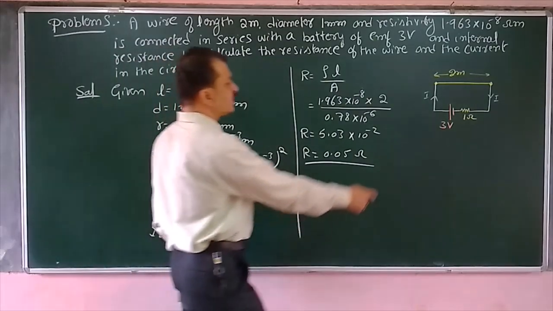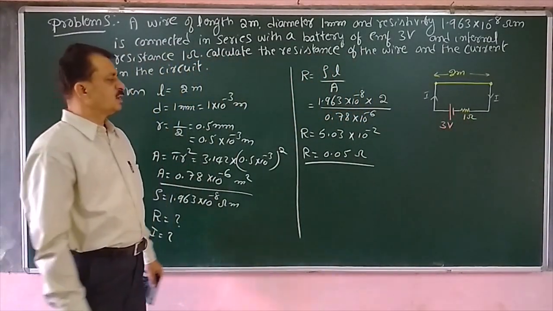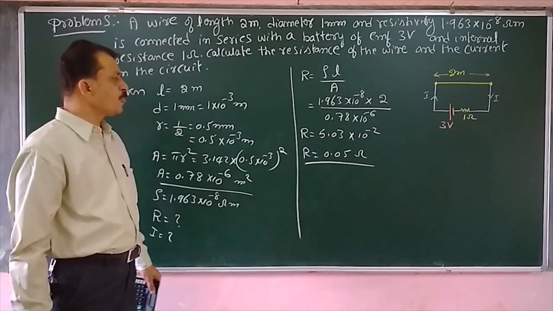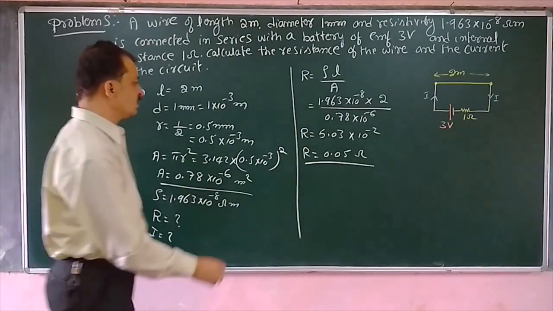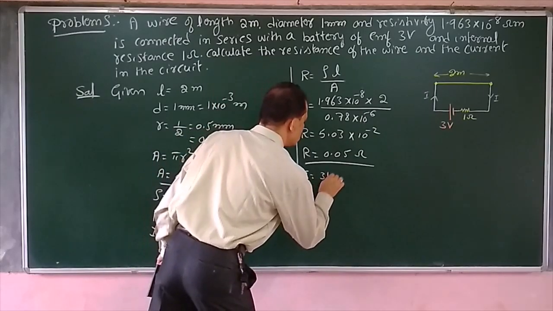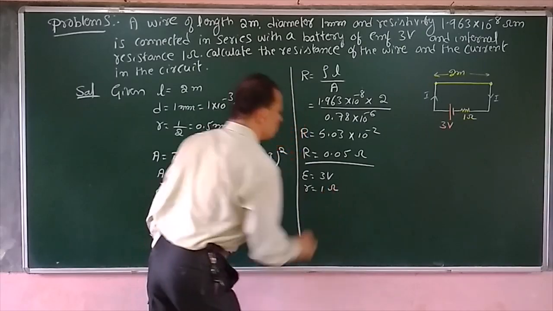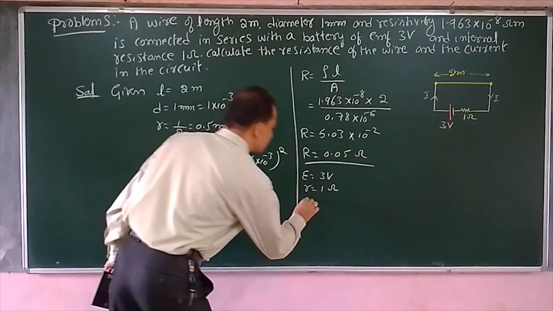Now when a battery of 3 volts and an internal resistance of 1 ohm is connected, then what is the current flowing through the circuit, that we are going to calculate. Now here a battery of EMF is given, that is 3 volts, and internal resistance small r is given, that is 1 ohm. We have to calculate the current.